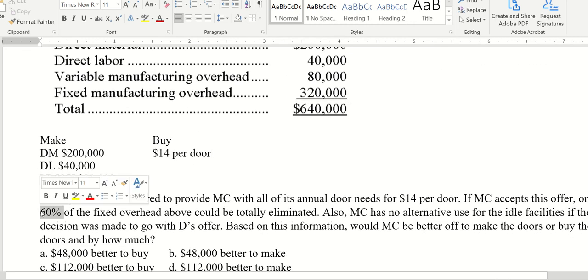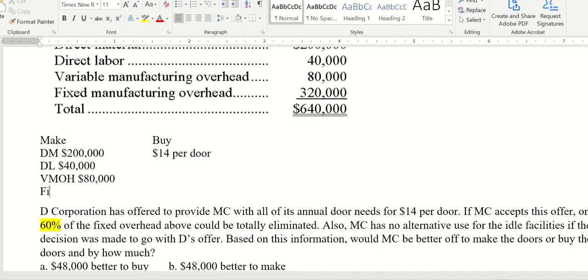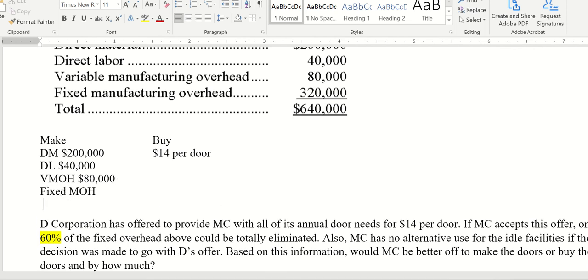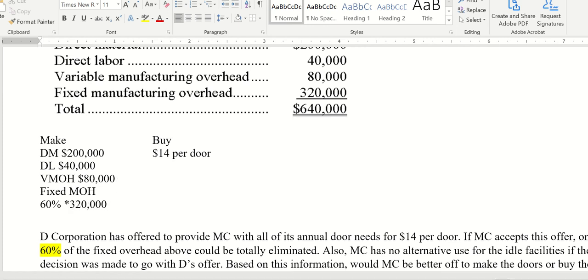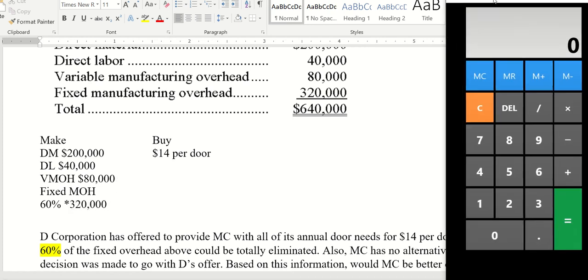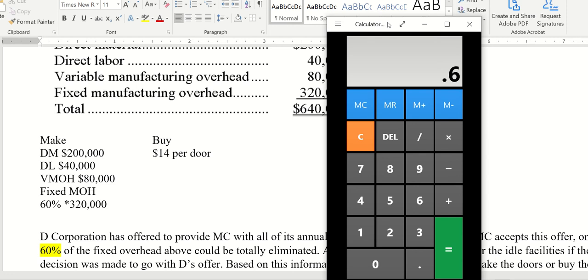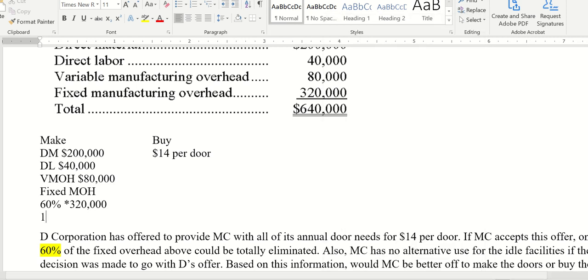Remember, the only avoidable or relevant portion is that 60%. So 60% is relevant. So I'm only going to take 60% of my fixed manufacturing overhead, 60% times the 320,000. Let's do that math. 60%, bring the calculator in. 60% or 0.6 multiplied by the 320,000 would give you 192,000.